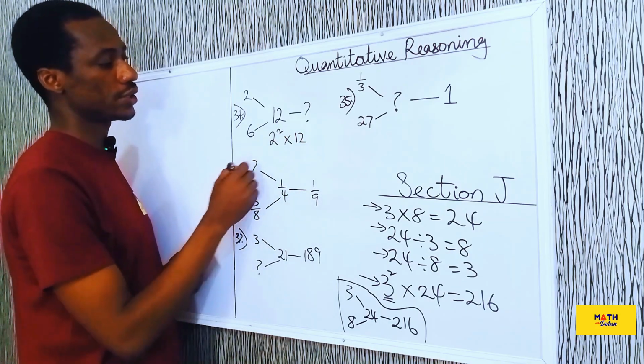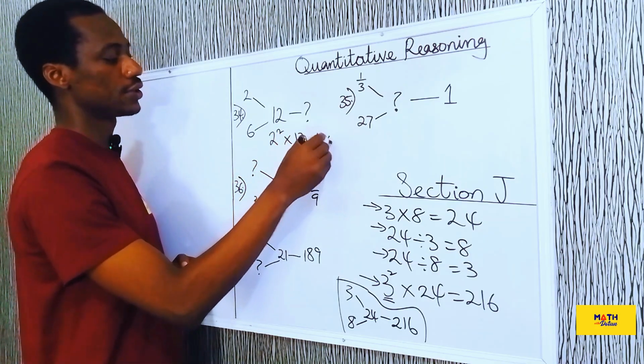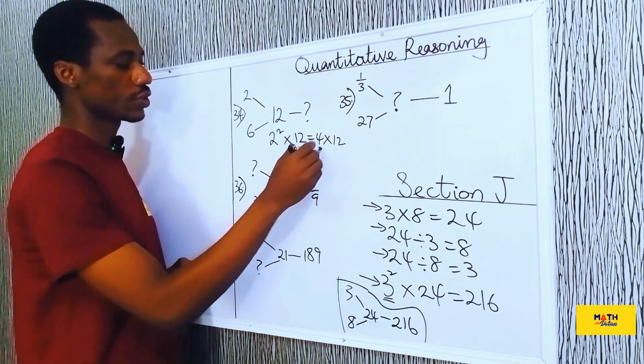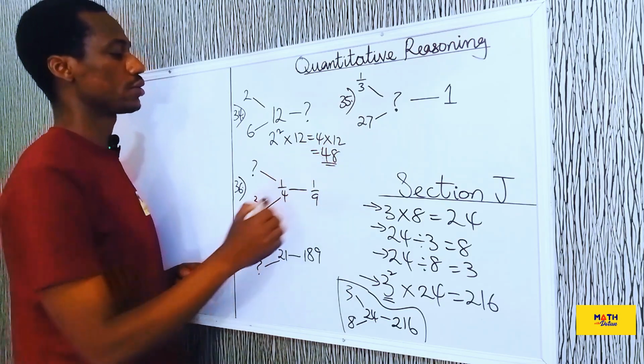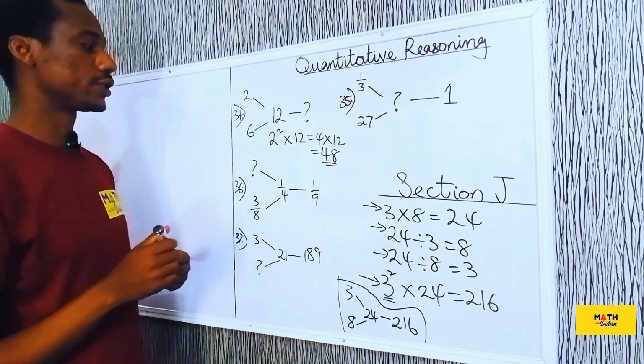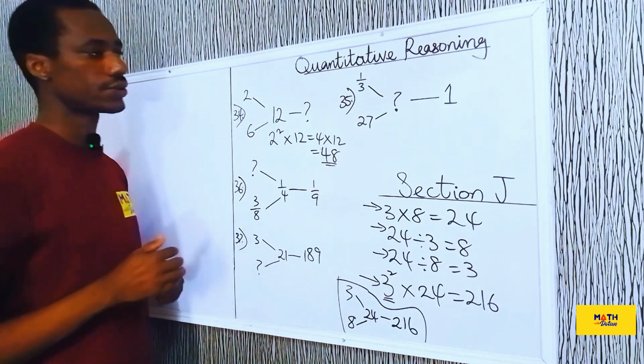All right, 2 squared is 4, right? Times 12. 4 times 12 is what? 48. Okay, so 2 squared, 4 times 12, 48. So that's it, as simple as that.